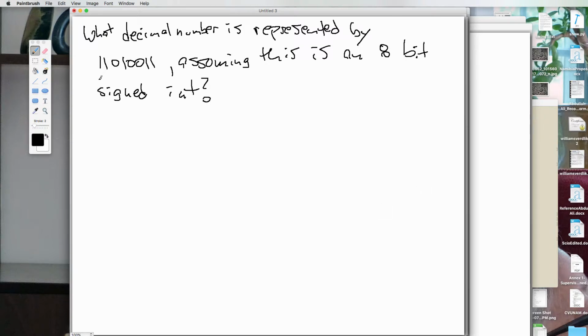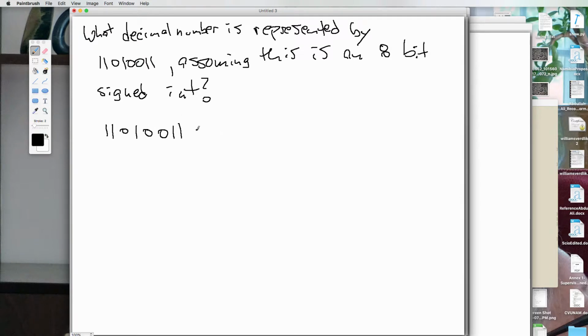And I look at that, and I don't know any quick way to figure out what number this is, but I do know the following. I see that the leading bit is a 1, and that immediately tells me that it is a negative number. So I'm going to find the 2's complement of this. That'll give me a positive number. I can figure out what integer that is, and then I'll just stick a negative sign in front of it.